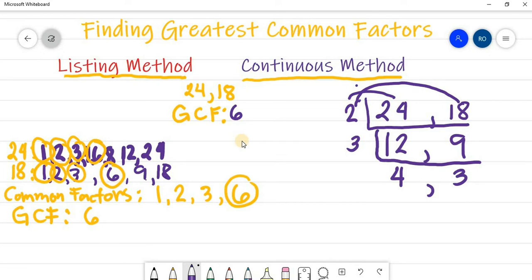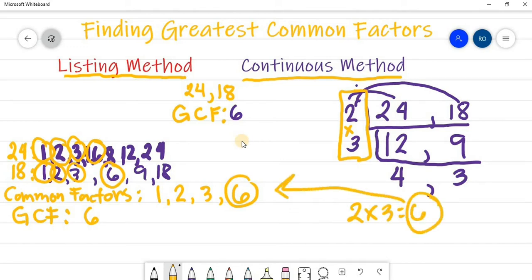4 and 3 cannot be divided anymore. So they're already prime numbers, meaning there are no more common factors, we have to stop dividing because for 4 and 3 there is nothing more that can divide them. So to get the GCF, we have to multiply the prime divisors, the ones we used in dividing. So we have 2 times 3, which is 6. See, we have the same answer even though we use different methods.